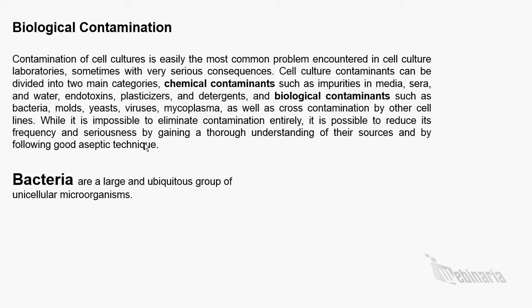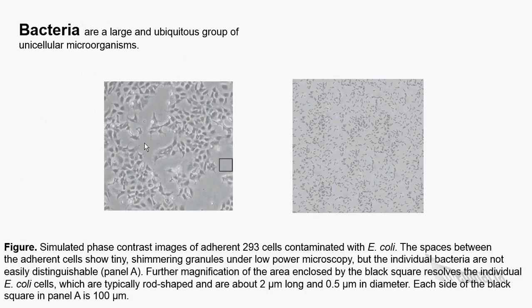Under a low power microscope, you can observe bacterial growth. For example, in this picture, you can see a clear difference, not very clear, but at least how bacteria grow in a 293 cell, which is E. coli. So in this picture, basically, you can see in this space, represented by this block, which is very difficult to see, there are some cells. And this block has been magnified here. And you can see there are thousands of E. coli cells. Okay, E. coli is a rod-shaped bacterium which is about 2 micrometers long and 0.5 micrometer in diameter.